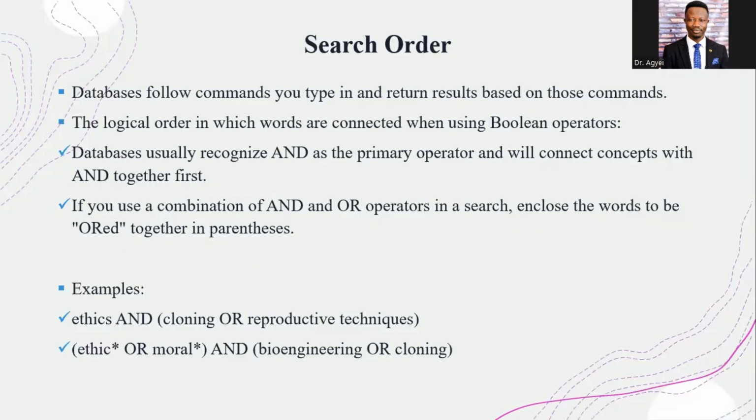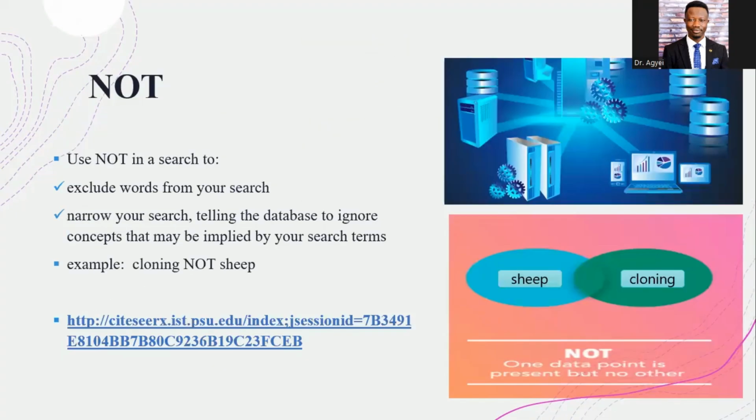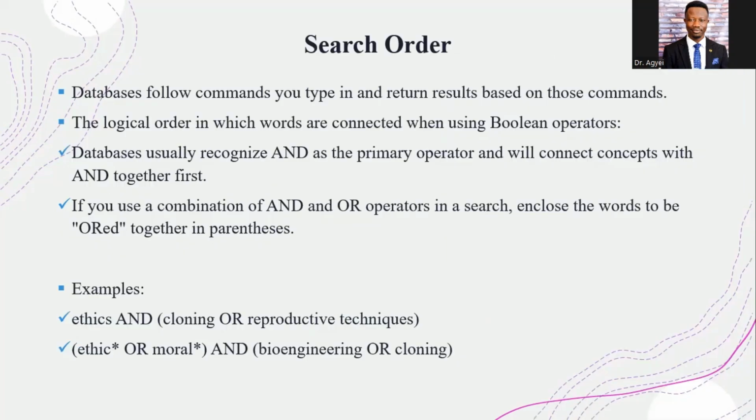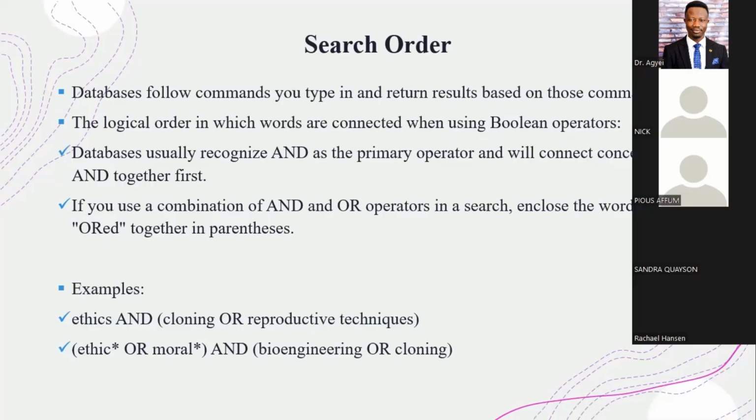Any questions or clarification? And then we are now moving to the search order. So we know that these Boolean keywords, we have the and, not, or. If you are using your search engine, the search engine or the database has a search order, the way it would arrange them, okay? The command you give has a certain kind of logical order in which the operators are connected when you are using them, okay?